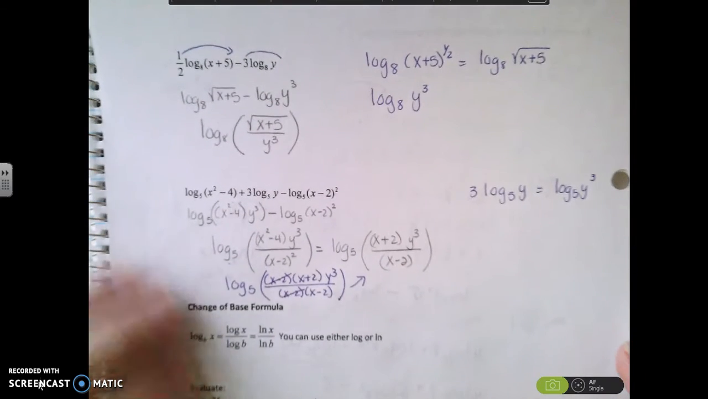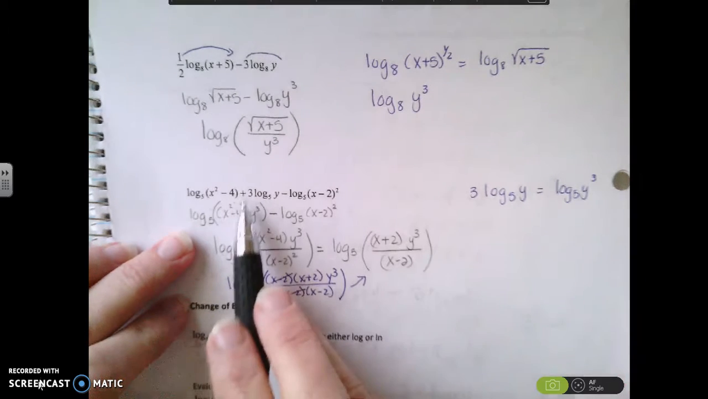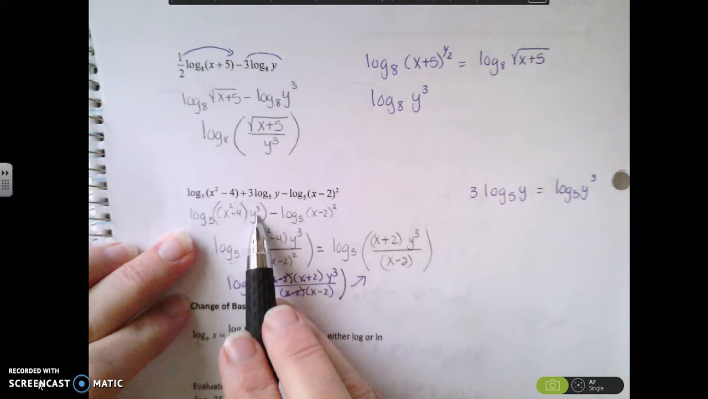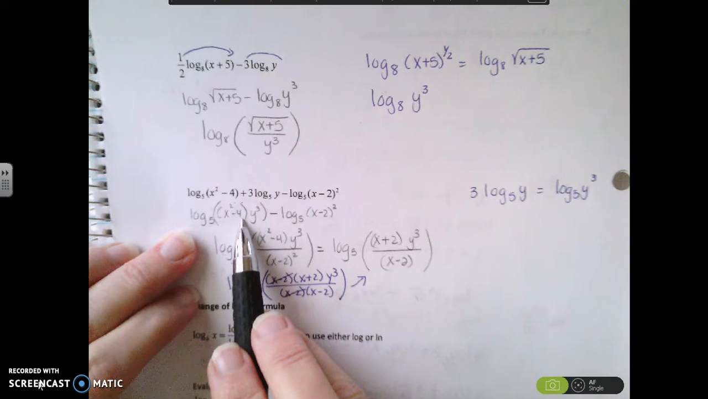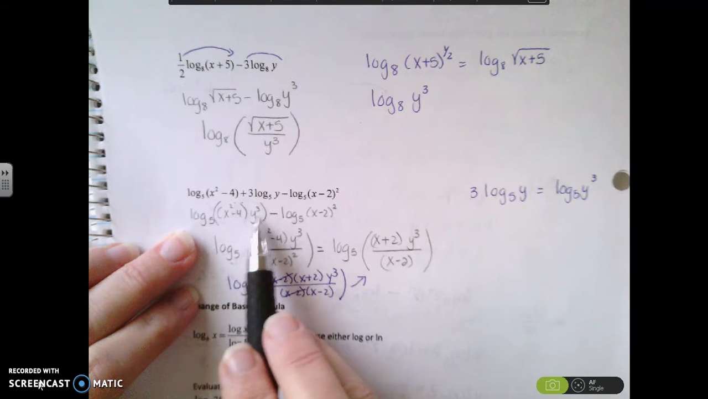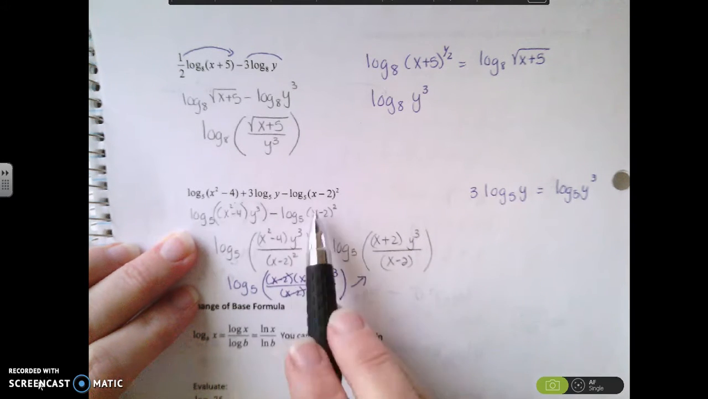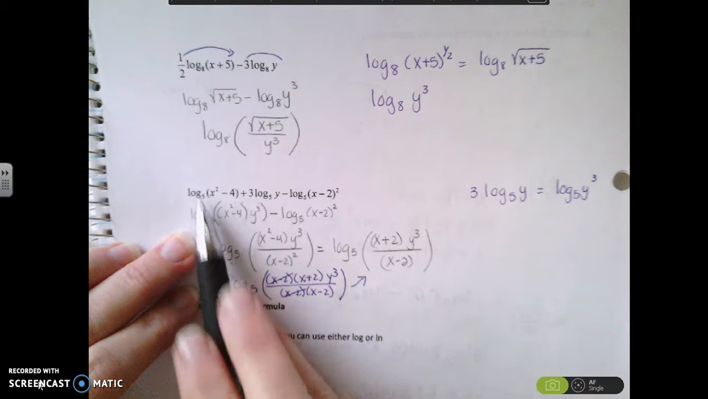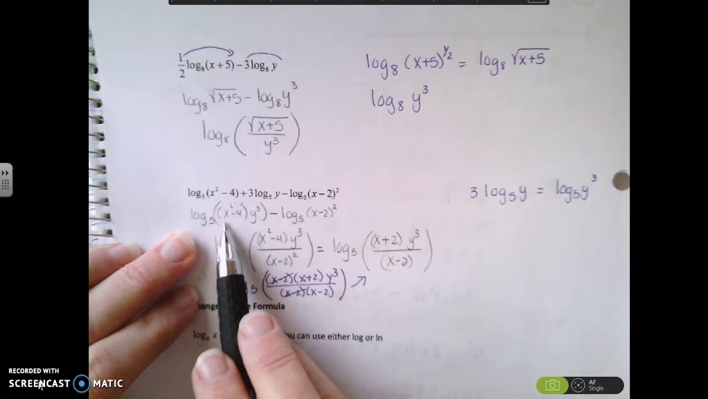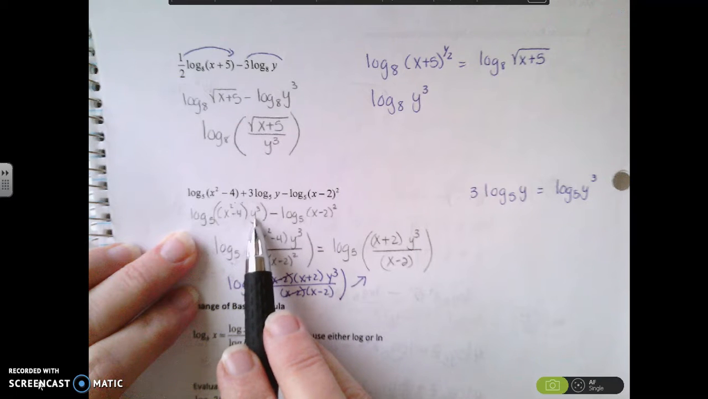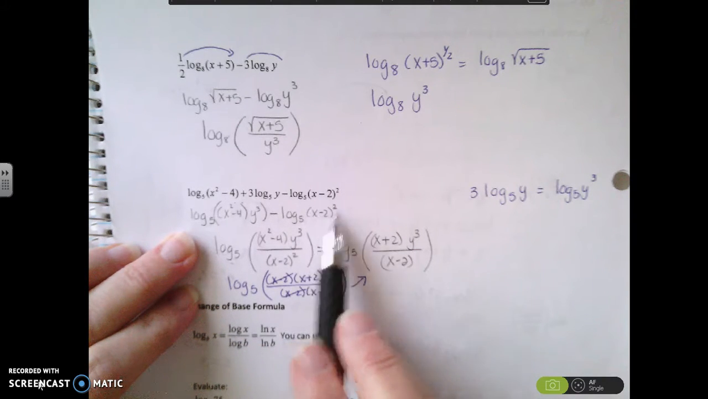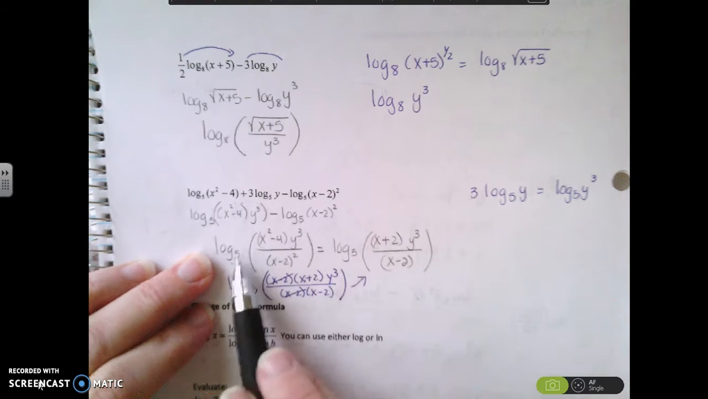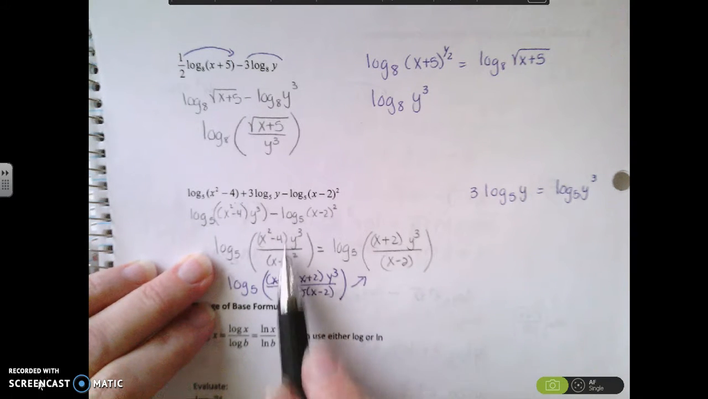Alright, here's another one. So for this one, we're going to bring our 3 up and make it y cubed. Addition means it's going to change to a product. So I have x squared minus 4 times y cubed. And then over here it doesn't change. So now I have log base 5 x squared minus 4 times y cubed minus log base 5 x minus 2 squared. So subtraction changes it into a quotient.